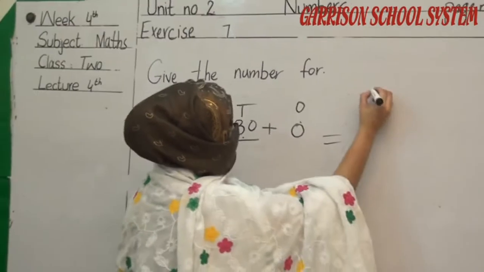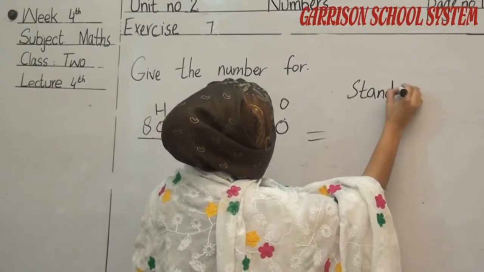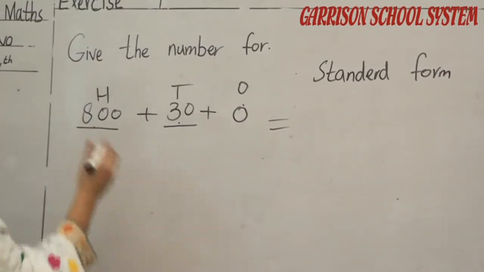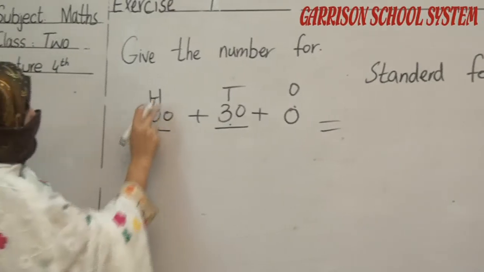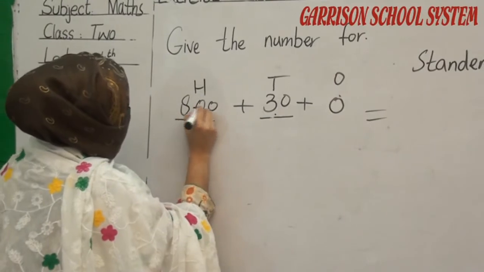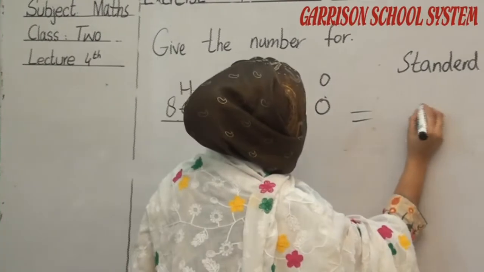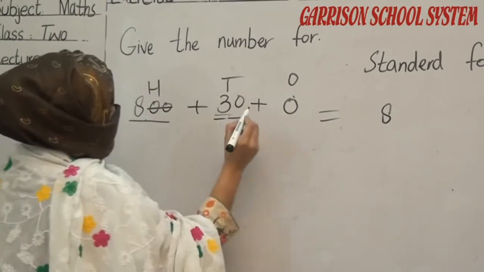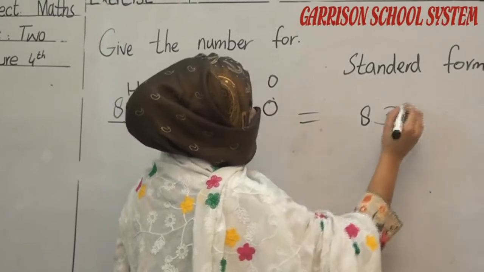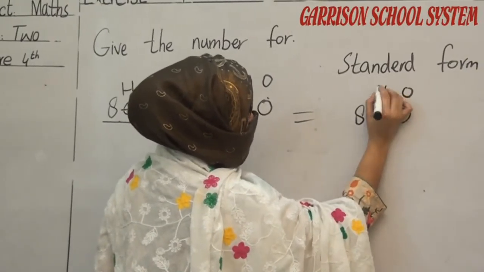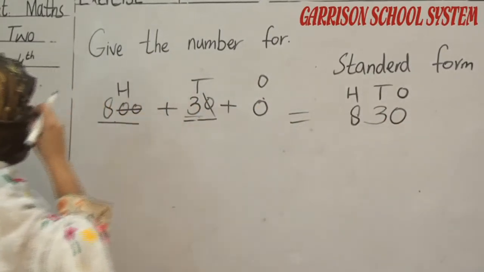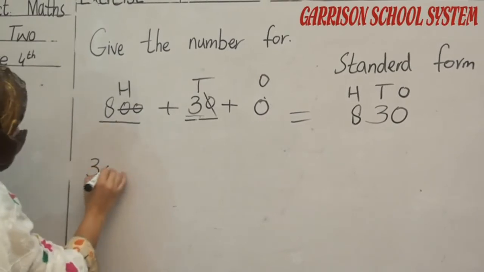Now we have to write these numbers in standard form. What should we do in standard form? We skip these zeros, because 800 is in hundreds place, 30 is in tens place, 0 is in ones place. So we skip these zeros and just write 8 here. Now we write 3 here and skip the 0. Now write 0 here. So ones, tens and hundreds. As you can see, 830. Okay, students, look at another example.